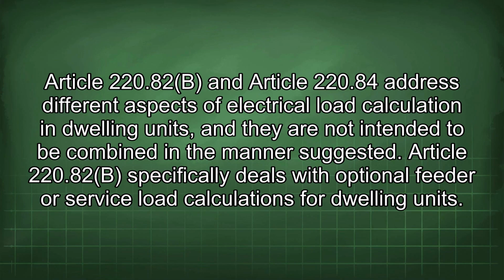Article 220.82(B) and Article 220.84 address different aspects of electrical load calculation in dwelling units, and they are not intended to be combined in the manner suggested.